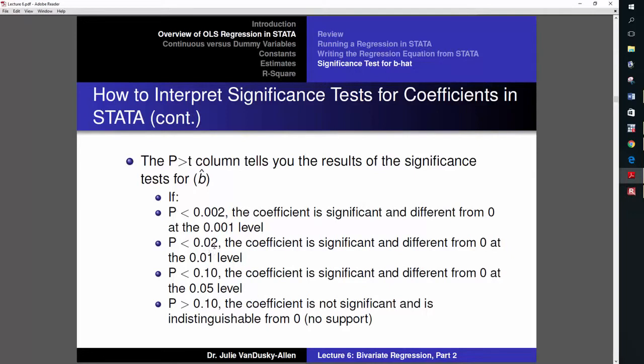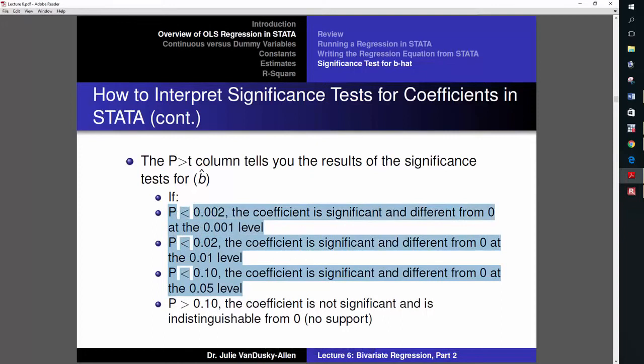If the p-value is less than 0.02, then the coefficient is significant and different from 0 at the 0.01 level. If not, move on to the next step. If the p-value is less than 0.10, the coefficient is significant and different from 0 at the 0.05 level. If not, move on. If p is greater than 0.10, the coefficient is not significant and is indistinguishable from 0.